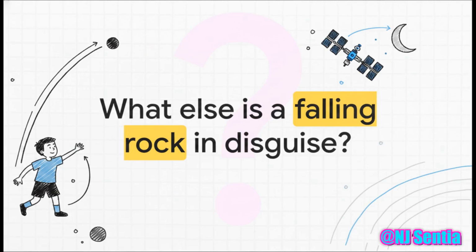So the next time you step outside, I seriously want you to just look up. From a child's simple game of catch, to the International Space Station, to the moon itself, it is all just projectile motion. It's kind of amazing when you think about it. What else around you is just a falling rock in disguise?